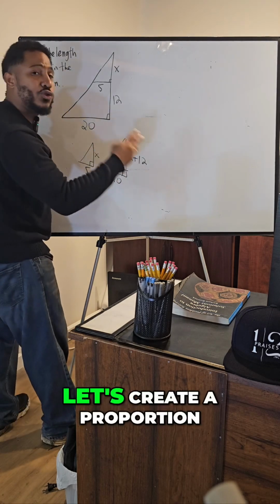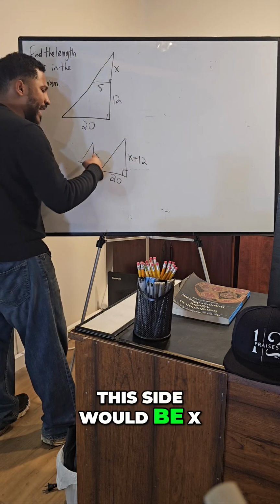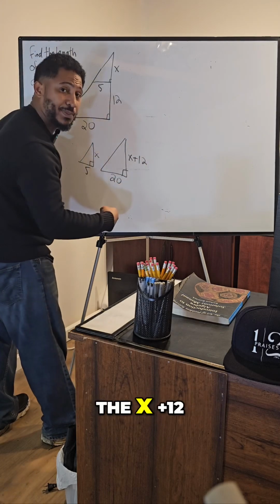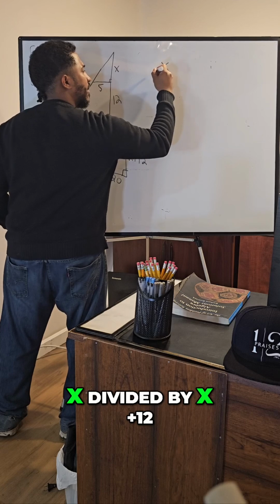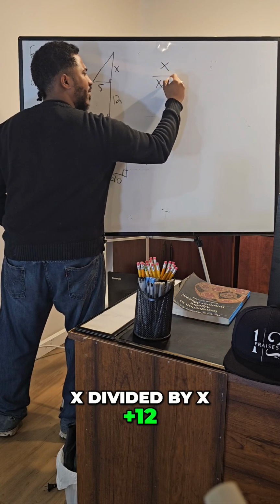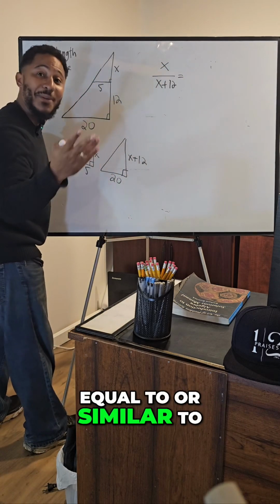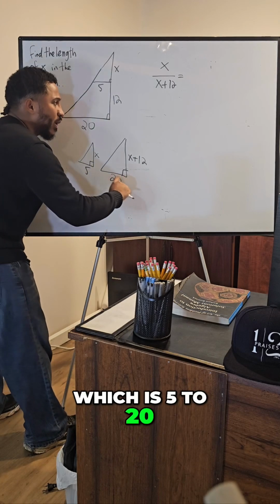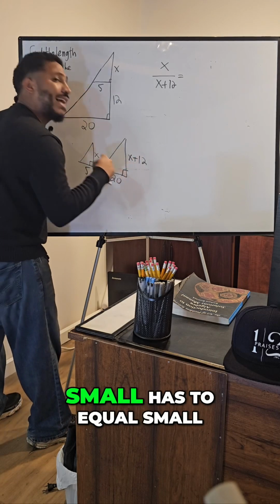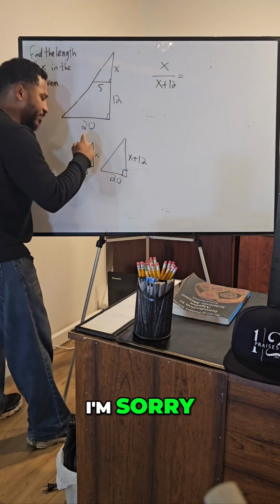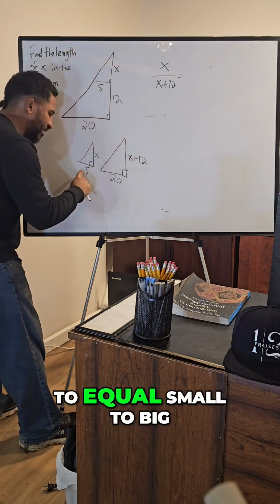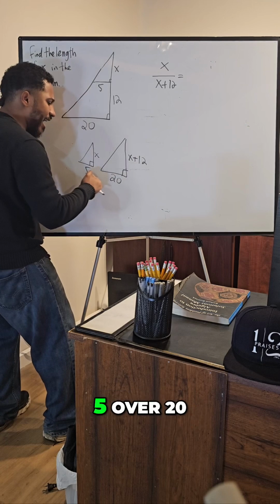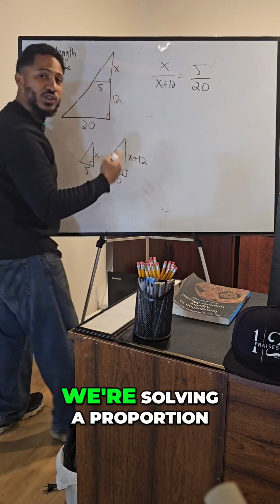Meaning I can say, well, let's create a proportion. This side would be x. I'm comparing that to the x plus 12. So x divided by x plus 12. And it must be equal to these sides, which is 5 to 20. So I went small to big has to equal small to big. So here we would have 5 over 20. And now we're solving a proportion.